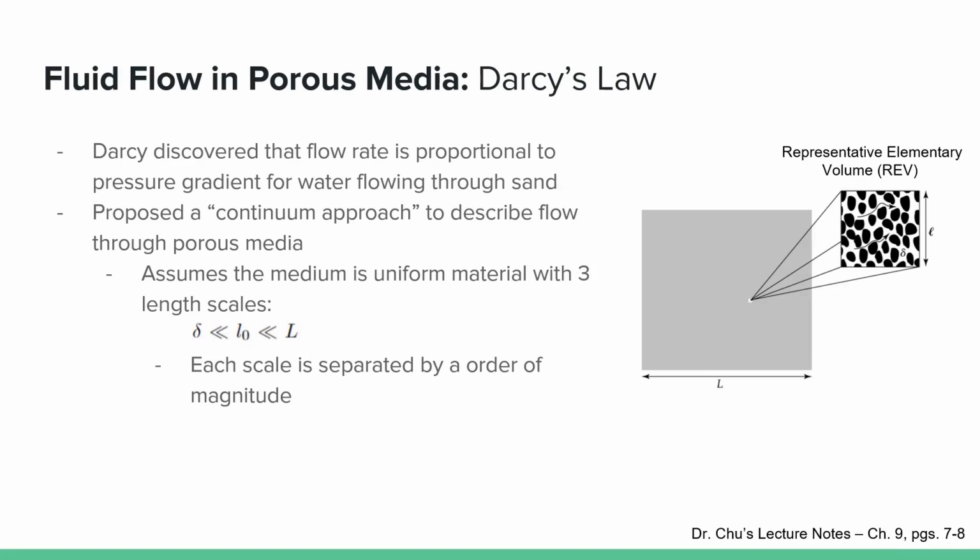In order to describe this, he proposed a continuum approach, which describes flow moving through porous media. This requires a representative elementary volume, which can be shown here in the figure on the right, that's considered to be a material point. This continuum approach assumes that the medium is a uniform material with 3 length scales. The first length scale is delta, which is the average size of the pores. The other length scale is the distance uppercase L over which the macroscopic changes of the physical quantities must be considered, such as fluid velocity and pressure. And then there's also L naught, which is the length scale of the representative elementary volume. Each one of these scales is separated by an order of magnitude.